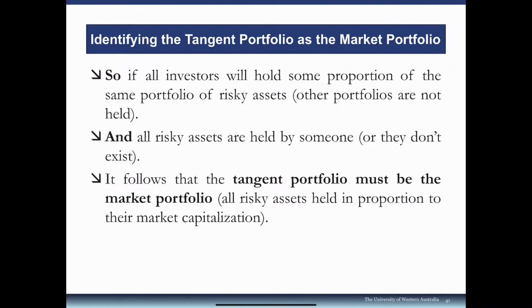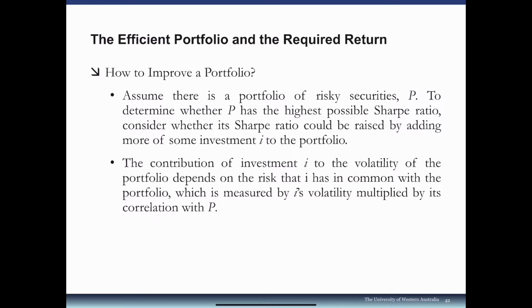Right, so that means if I have all the stocks available to reproduce this efficient frontier, then the tangent portfolio must be the market portfolio, which you allocate according to a particular weight to all the stocks. So how do we improve a portfolio? Assume there's a portfolio of risky securities P. Given what we've done so far, how do we improve this portfolio?